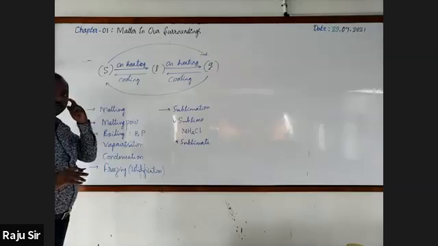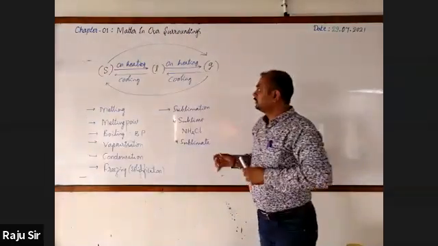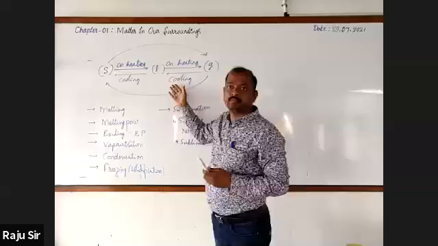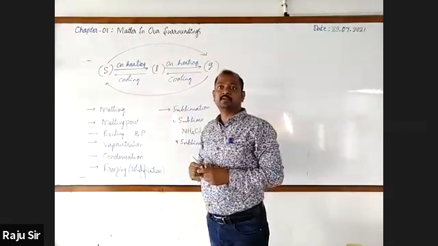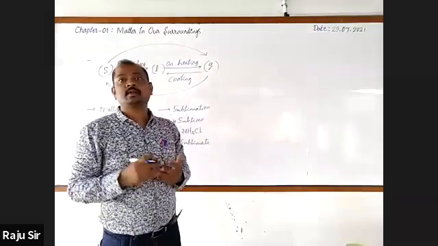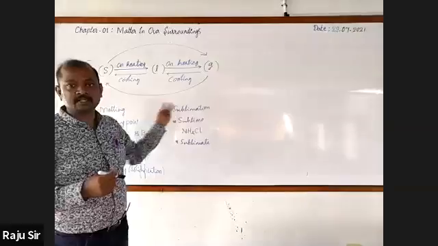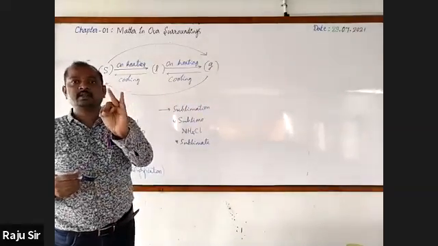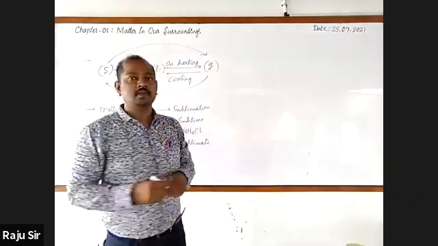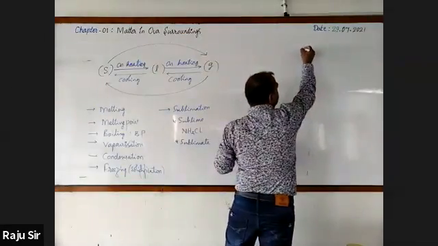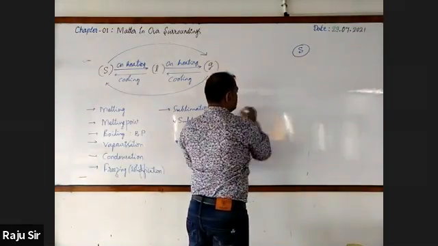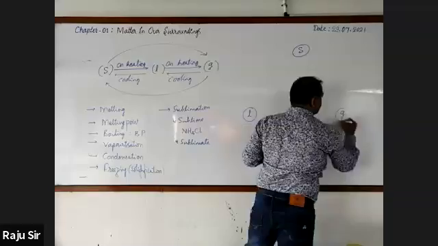Okay. Dear students, this process of interconversion of different states of matter can be represented in a geometrical figure called a triangle. Three states of matter are there: solid, liquid, and gas. Let us take these three states as three vertices of a triangle. Please observe. This is solid, this is liquid, and this is gas.